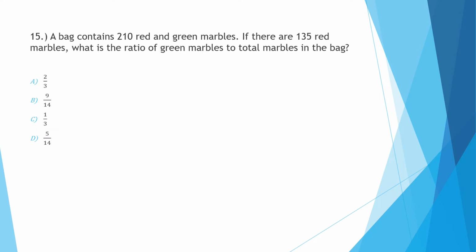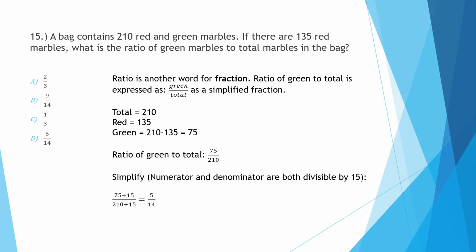A bag contains 210 red and green marbles. If there are 135 red marbles, what is the ratio of green marbles to total marbles in the bag? When you hear the word ratio, that just means fraction. Our ratio of green to total will be green in the numerator and the total amount in the denominator.